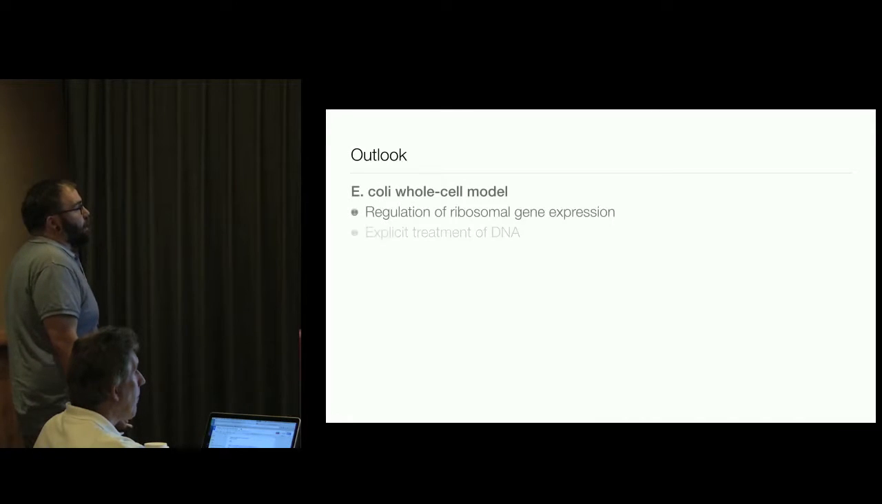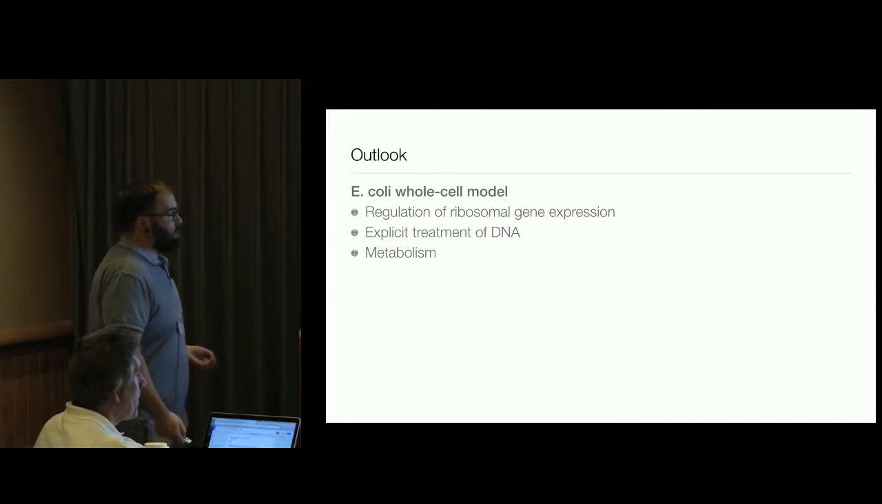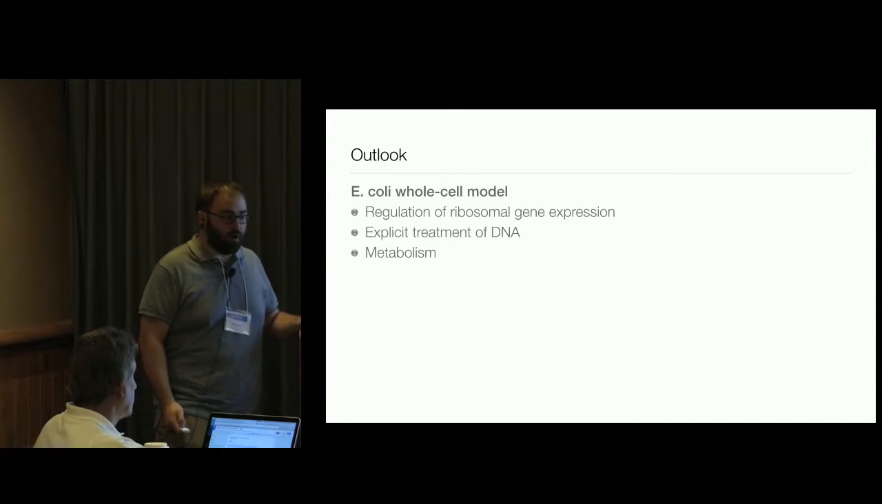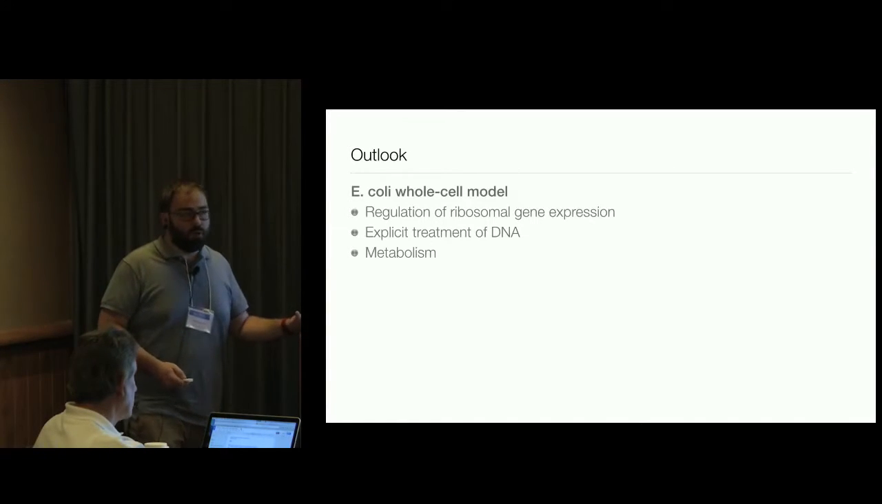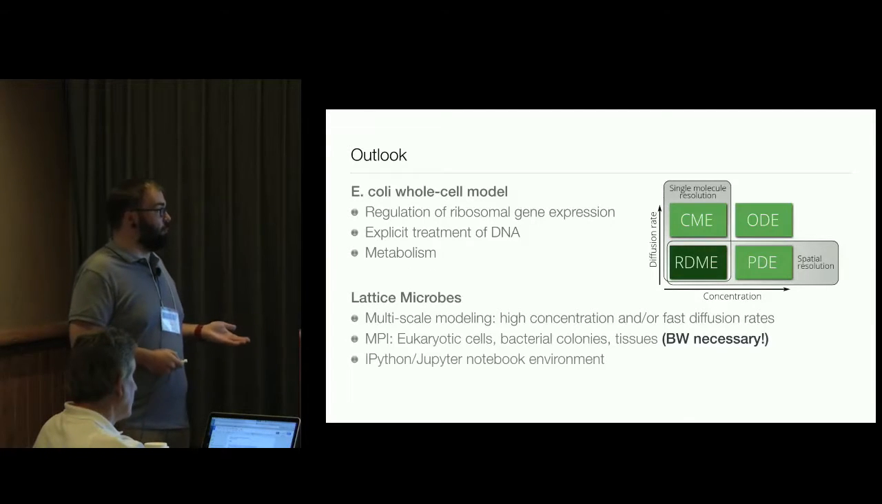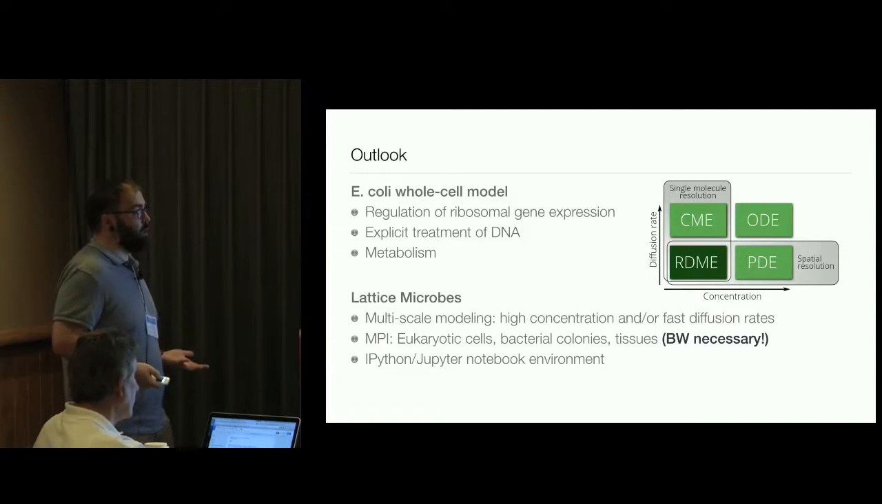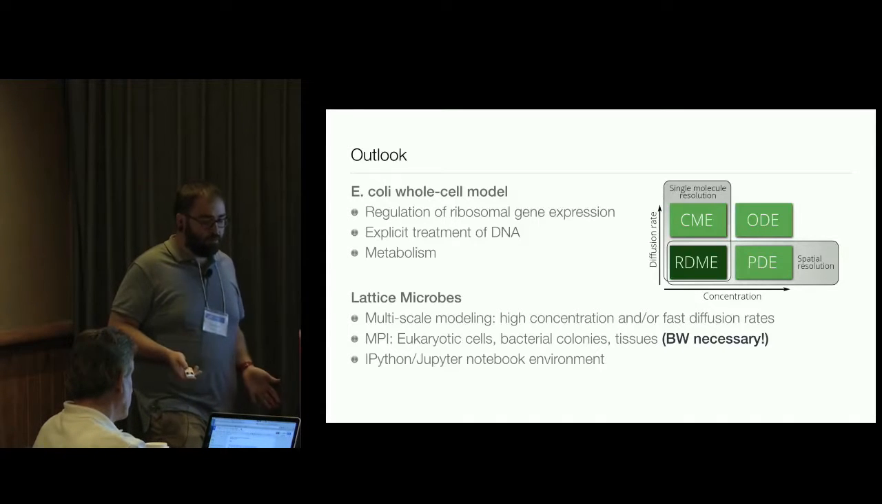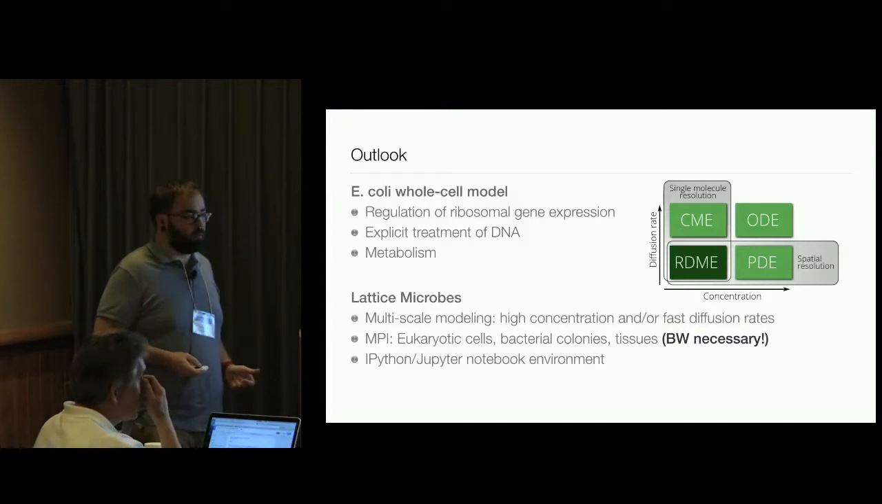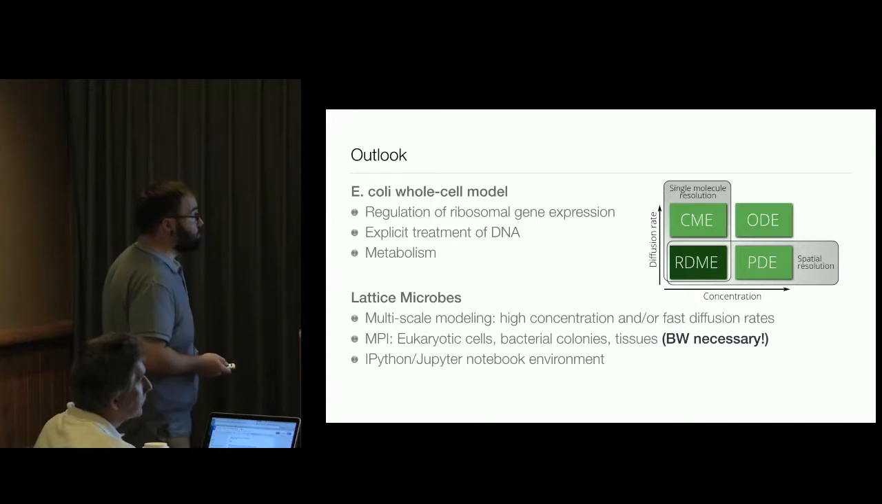Secondly, one of the other things that we plan to do with Lattice Microbes is look at really large systems. Once we have the MPI implementation completely figured out, we're going to want to look at things like eukaryotic cells, bacterial colonies, and tissues. In order to do that, we will definitely need Blue Waters or a system similar to it.